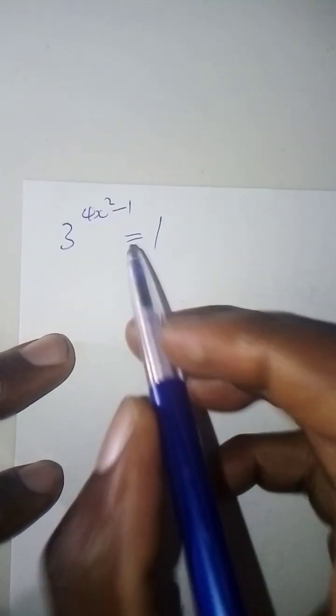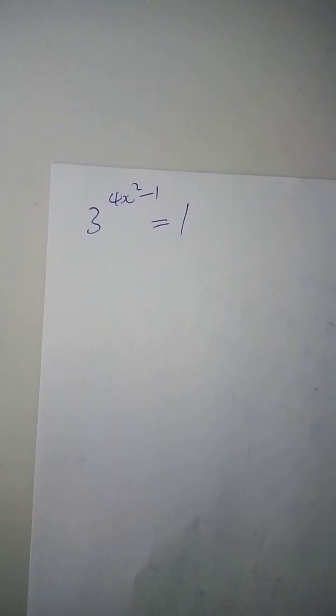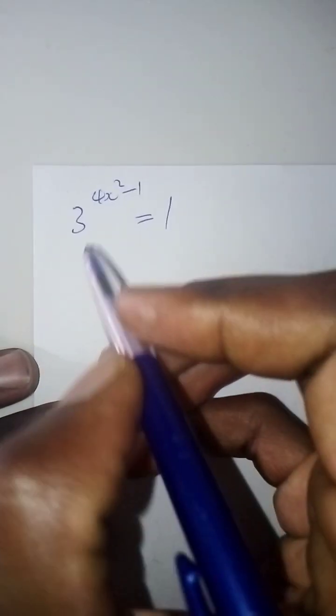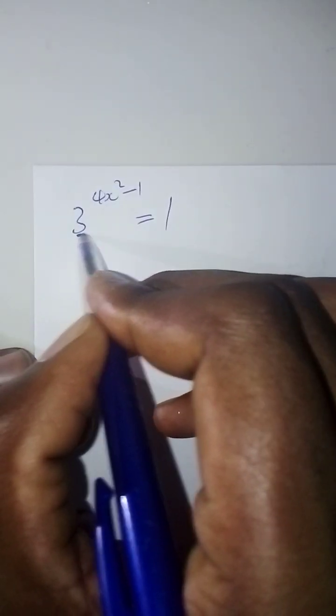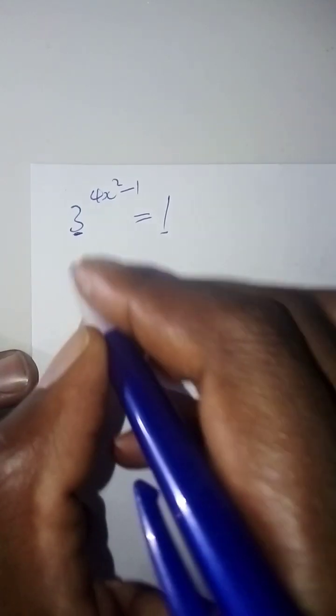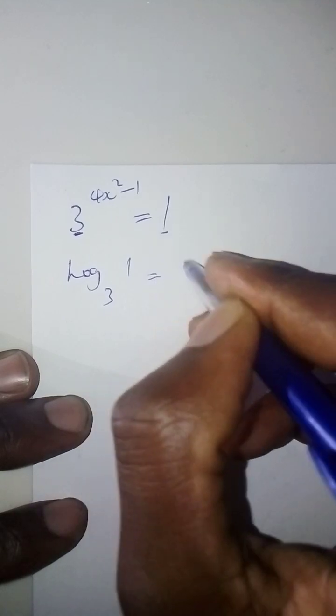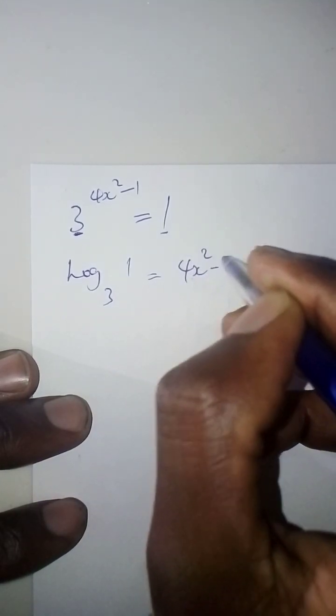Now there are two ways that you can solve this. If we look at this, we can convert from an exponential to a log form. How can we do that? This is our base, and this is our equated term, so we can convert this. So we can say it's log of 1 base 3 is equal to 4x squared minus 2.